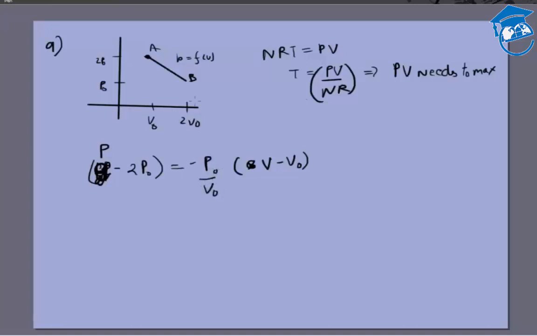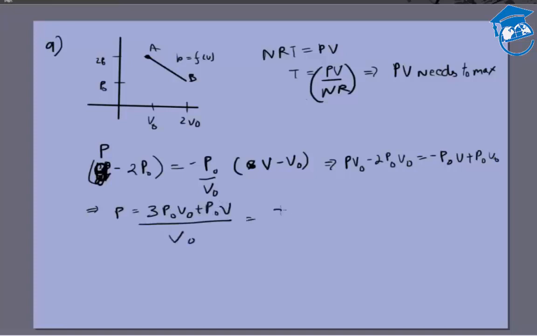This is the equation. Now we need to get P as a function of V. So this gives me PV0 minus 2P0V0 is equal to minus P0V plus P0V0, which gives me P is equal to 3P0V0 plus P0V by V0, or 3P0 plus P0V by V0. So this is P, which means what is PV? That is equal to 3P0V plus P0V square by V0.